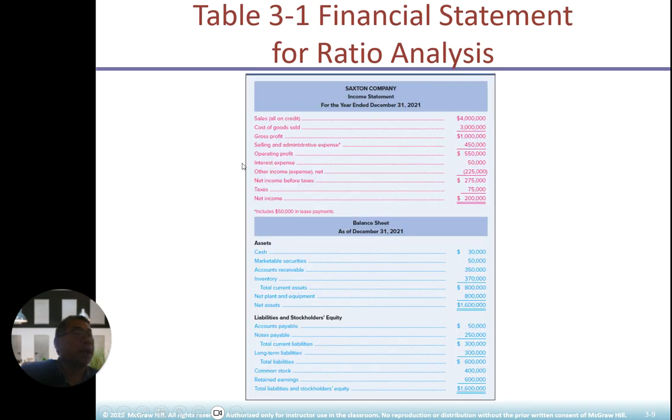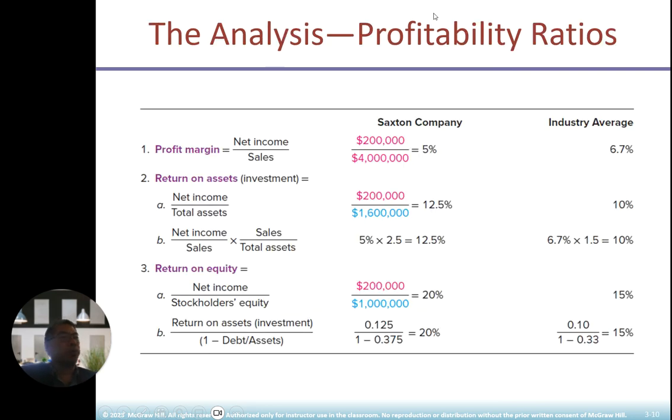This is typical of a financial statement ratio analysis. What you will see here is an income statement and a balance sheet. Once you have these, you are going to do an analysis of the ratios. There you go. First thing, profitability ratios. Number one, profit margin, which is net income divided by sales, is 5%, while the industry is 5.7%. So the company is below the industry average.